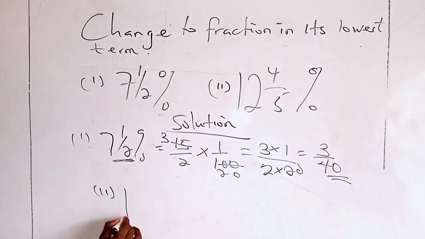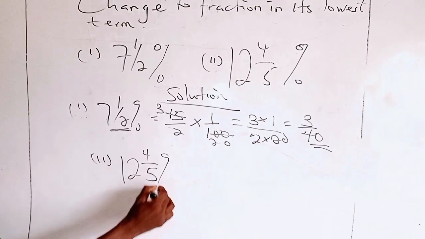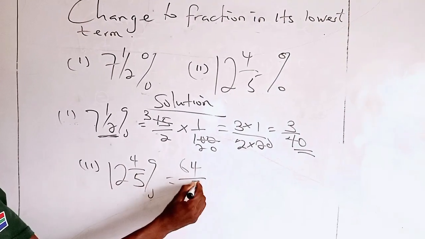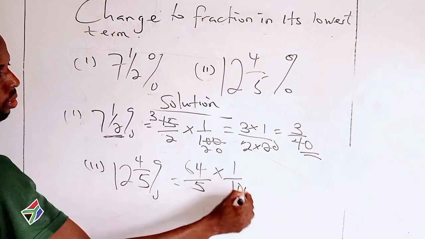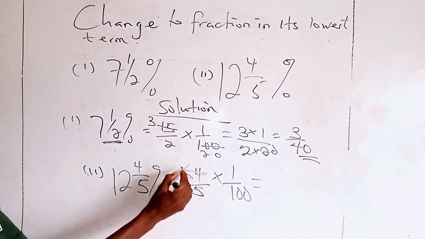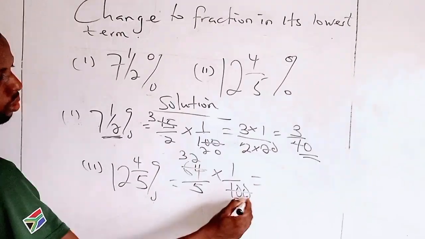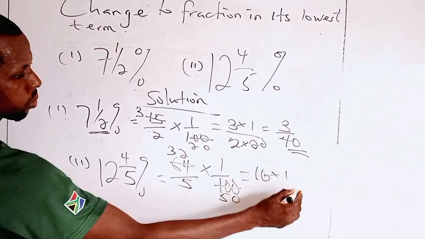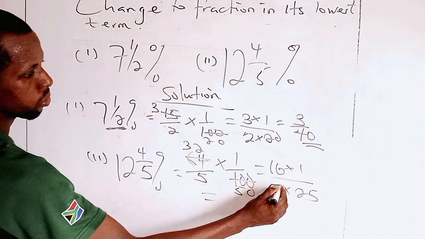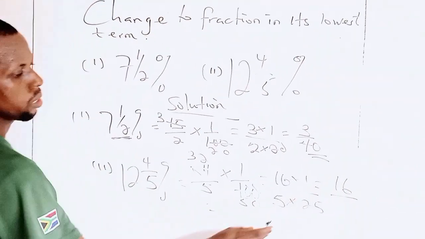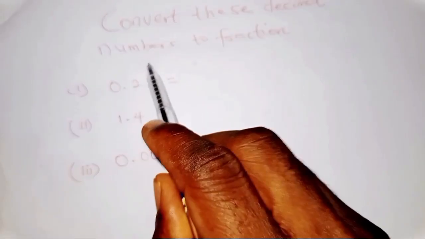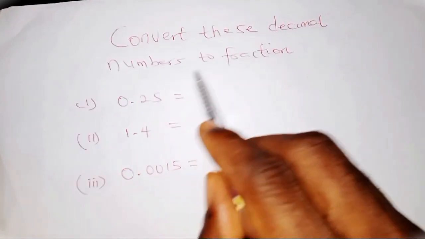The second part is 12 and 4/5%. So when we change this, we have 5 times 12 is 60 plus 4, 64/5 times 1/100. So what can we simplify? We can use 2. 2 here is 32, 2 here is 50. We can still use 2. 2 into 32 is 16, times 1. So we have 5 times 25. So this gives us 16/125.